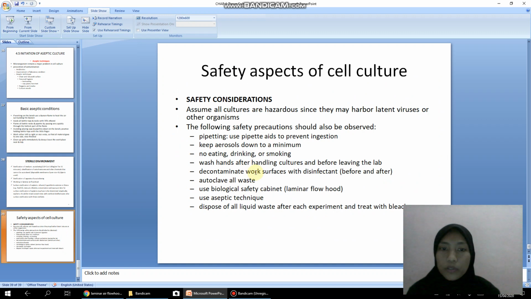So when you're doing tissue culture, it has to be very, very clean. That's the biggest point in tissue culture: cleanliness and a sterile environment.